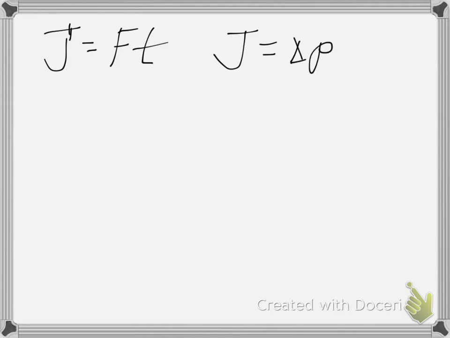Try one more. Number 17. It says how much force is exerted on a 4 kilogram object accelerating from 10 meters per second to 12 meters per second in 2.5 seconds. So again, we start the exact same way we did the last one. We know that impulse is equal to force times time, and we know that impulse is equal to our change in momentum, delta P, which is basically mvf minus mvi.